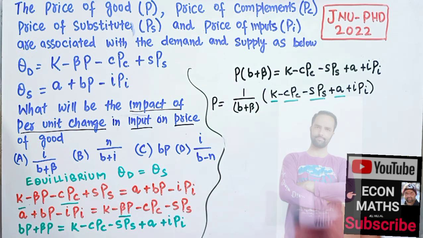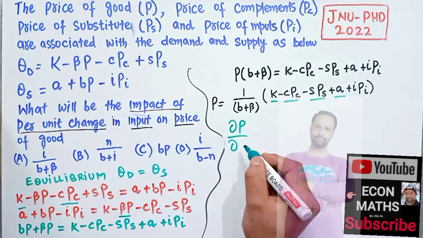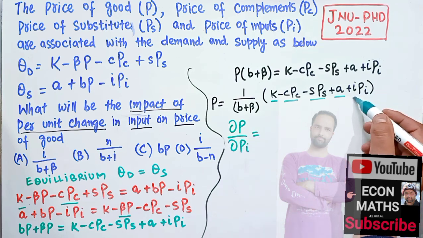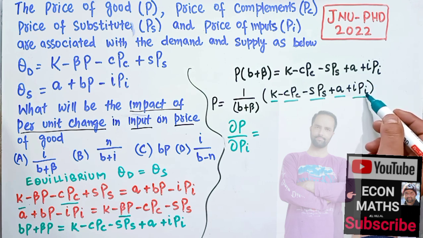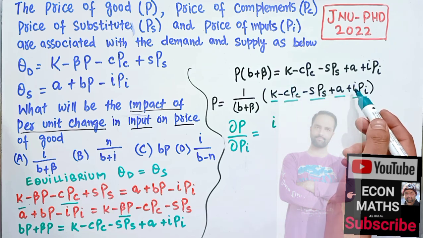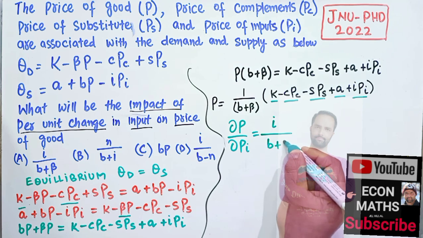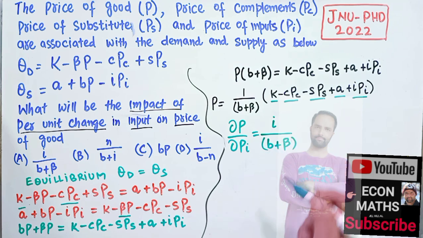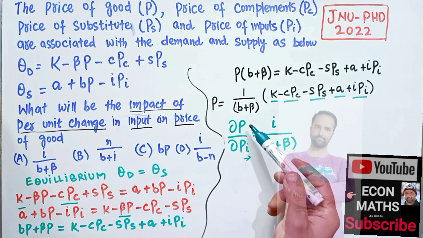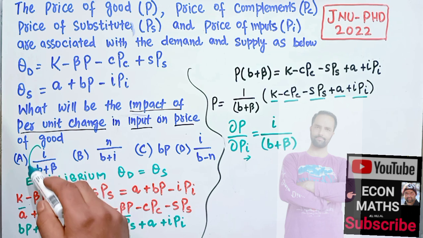Okay, so we actually want to find out the change in the price of good with respect to change in the price of input. So only in the last term we have PI, the derivative of PI will be 1, so we will be left with only I. Okay, the derivative of all these terms will be 0. To this we have to divide this B plus beta. Okay, so this will give us the impact of per unit change in the input prices on the price of goods, that is I upon B plus beta. Let's see. Yes, we have one option here.